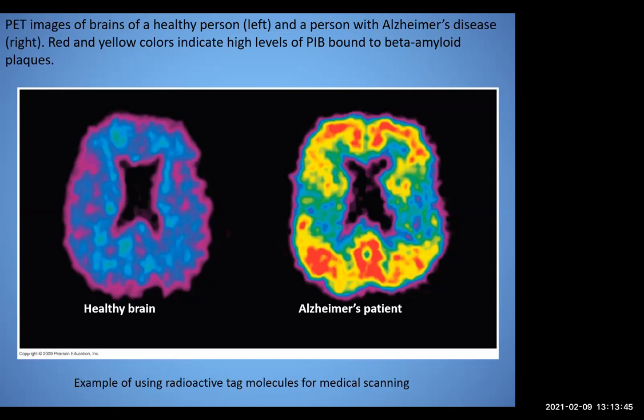So you can see that, and then you can look at it under a scan, and those areas that are labeled will light up quite brightly. So you can see the difference between the healthy brain here and the Alzheimer's patient's brain. So that's just one example of how radioactive isotopes can be used in medicine. They can also be used to fight cancer, proton therapy, and things like that.